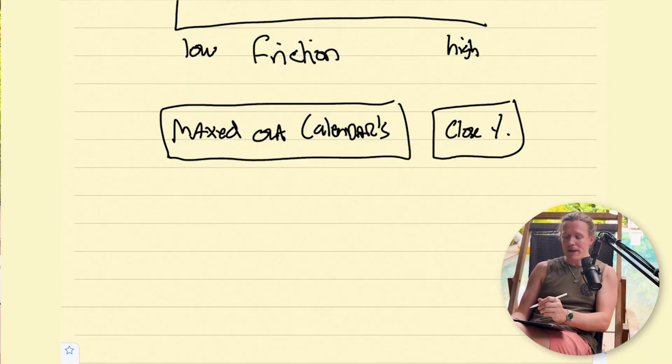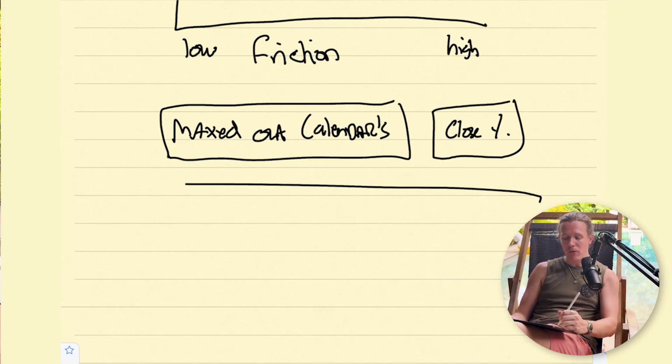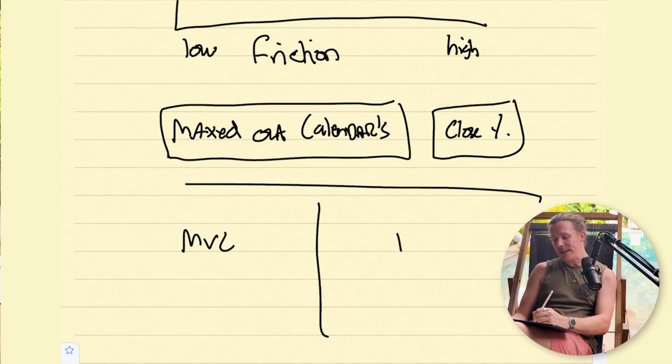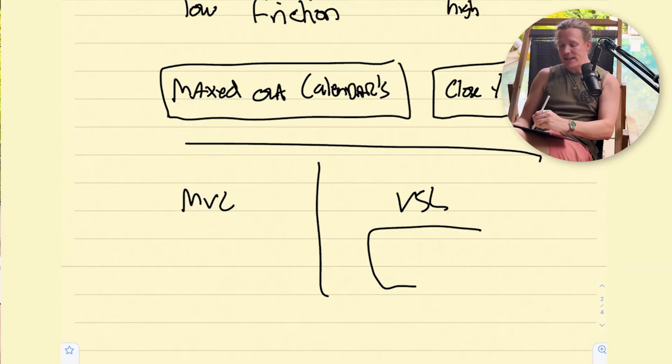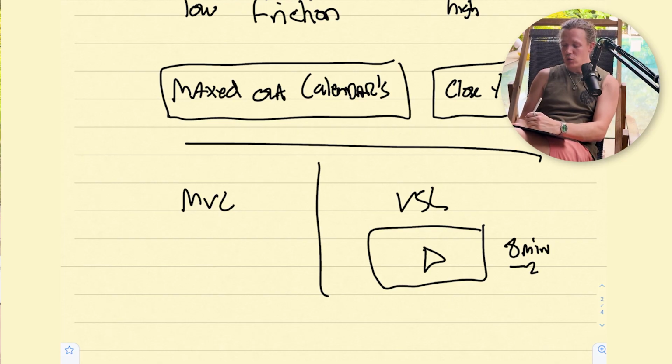So let's first of all talk about the difference between a minimum viable calendar and a VSL. If you're watching this video, I'm assuming you know what a video sales letter is. It's a sales page where you get someone to watch a video, usually somewhere in the region of 8 minutes to 20 minutes, and the goal is to pre-sell somebody.